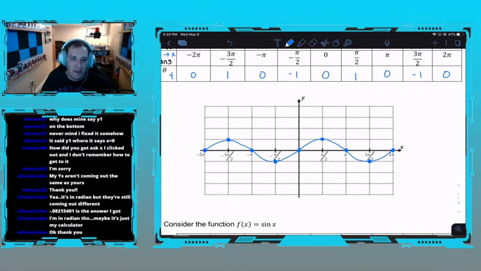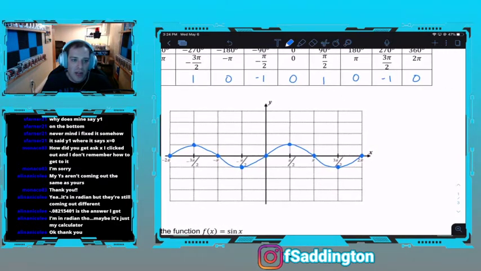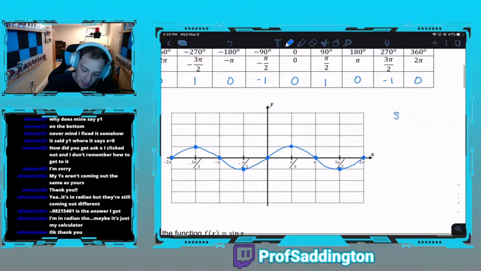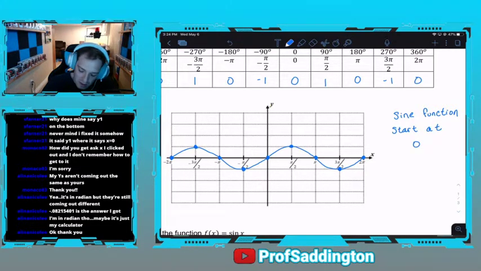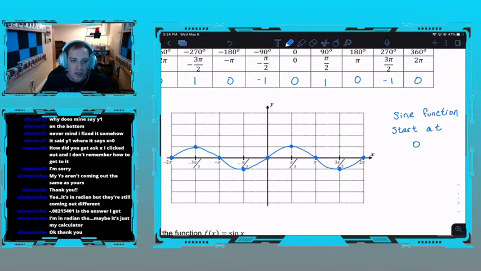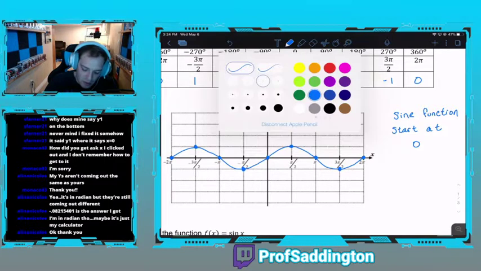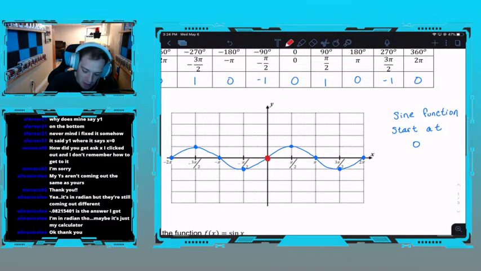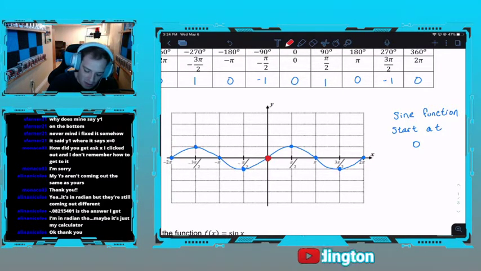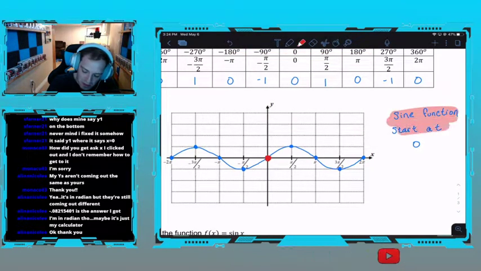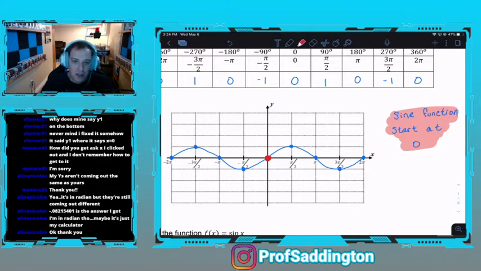But this is a sine function. So one thing I want to point out, I'm going to write it off to the side. Sine functions start at 0. And what I mean by that is if I go to the center of this graph towards the origin, notice that my coordinate is at 0, 0. So I just wanted to write that little note down. So sine function starts at 0.